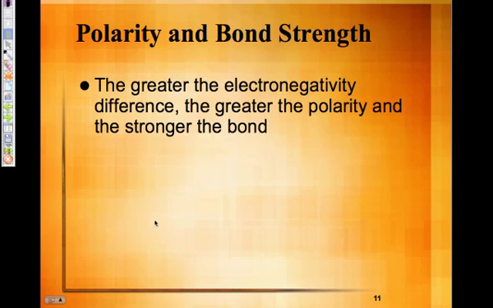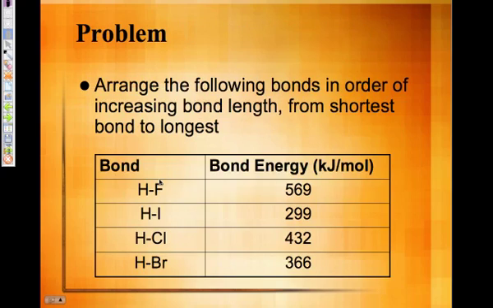And I think on this next slide I have an example. We're going to arrange the following bonds in order of increasing bond length. So if we have a long bond, are we going to take more or less energy? Less energy, right? So if we're going from shortest bond to longest, we're going to go from high energy to low energy. A short bond would have high or low energy? High energy. So if we have a short bond, we'd have high energy.